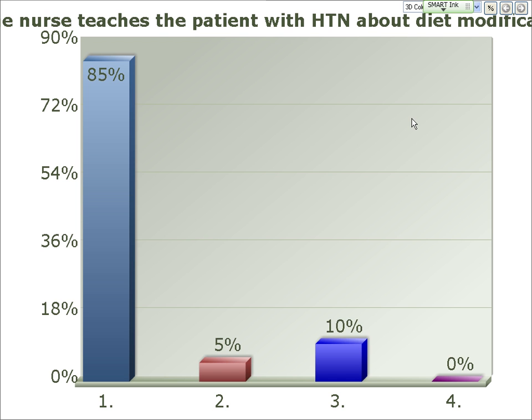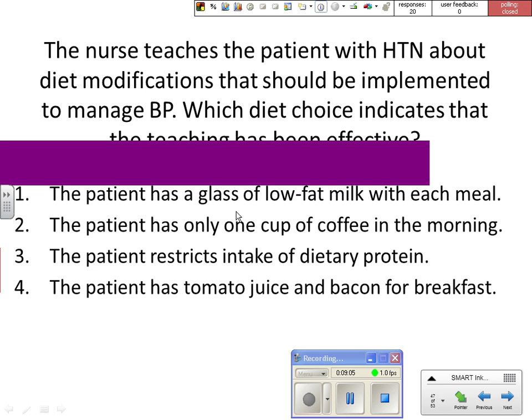Okay, 85% said 1 glass of low-fat milk with each meal. 5% said cup of coffee. 10% said restricting dietary protein. So we need to eliminate only 1 cup of coffee in the morning. We really should tell that patient with hypertension to have no cups of coffee in the morning. The glass of low-fat milk with each meal shows that they understand that they need to be eating things that are low in fats and cholesterol and avoiding caffeine at all costs.